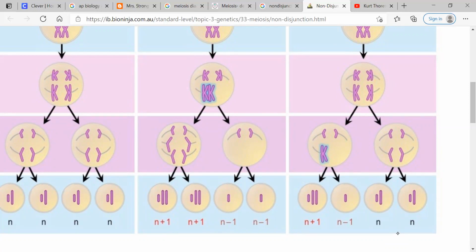All right, so that's basically it for meiosis. Let's jump on over to Mendelian genetics.